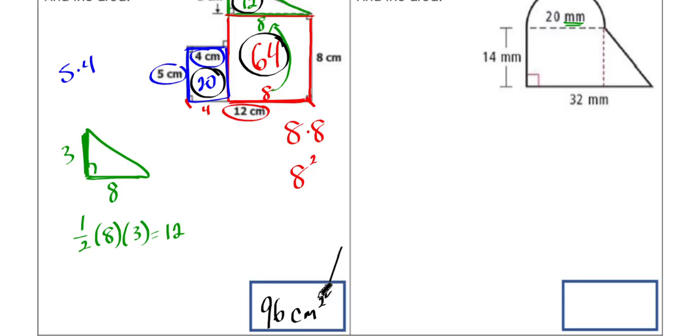This is not any sort of operation. We're not squaring any number. It's just talking about the units. It's saying that it would take 96 little squares to fill in this entire shape.